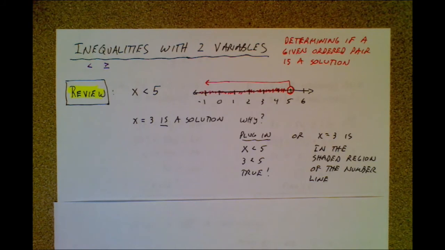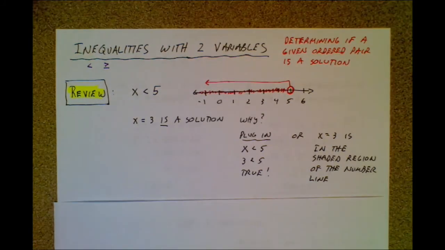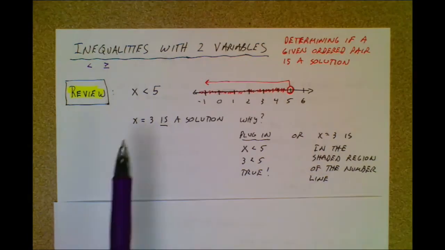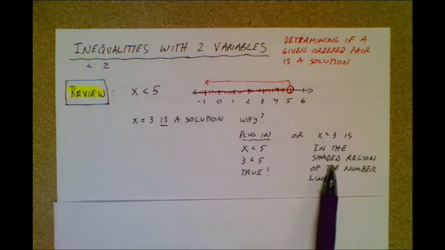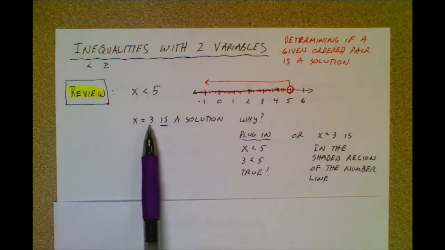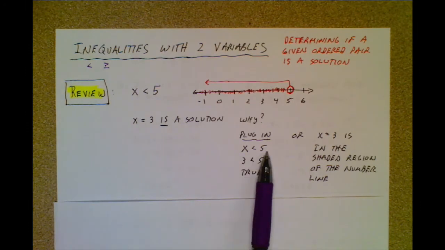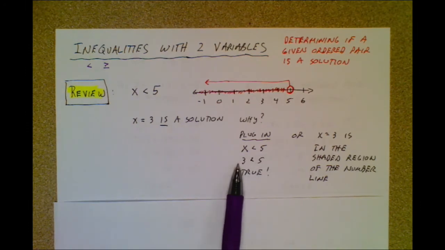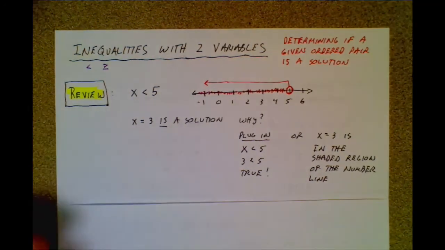At that point you might be asked, is x equals 3 a solution to this? And there's two different ways to think about this solution. First of all, is 3 in the shaded region? Well, if it's in the shaded region, then we know it's a solution. That's probably the easiest. But another way is to take the 3 and plug it into this very, very simple inequality. So x less than 5, 3 less than 5. Is that a true statement? If it's a true statement, then we say yes, it is a solution.